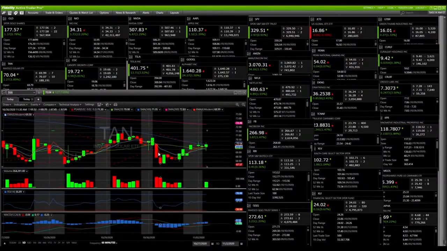So TAN resistance from here, the high of Friday, 70.24. We broke it by a couple pennies, not convincing. After 70.24 though, 73.08 is then the most important. Actually, no, 71.36 is then the most important resistance level.